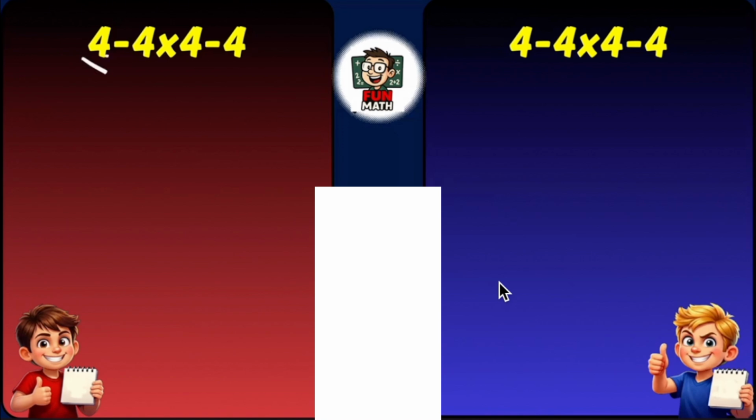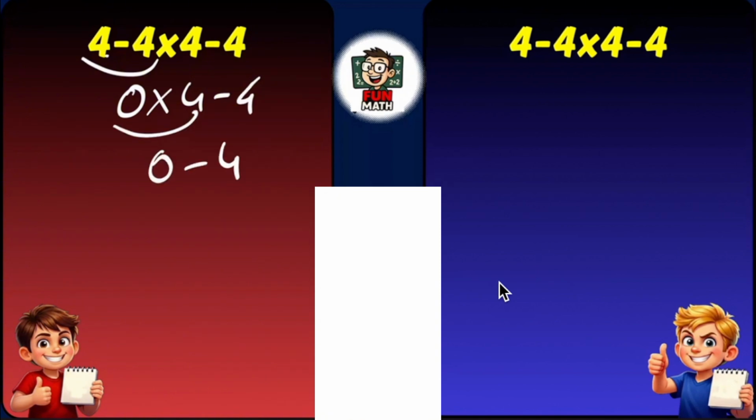Okay, 4 minus 4 equals 0. Now, multiplication: 0 times 4 equals 0. Finally, subtraction: 0 minus 4 equals negative 4. If you solved the problem this way, you made a mistake.